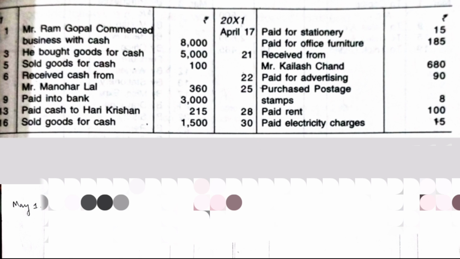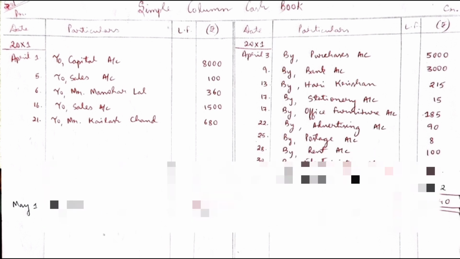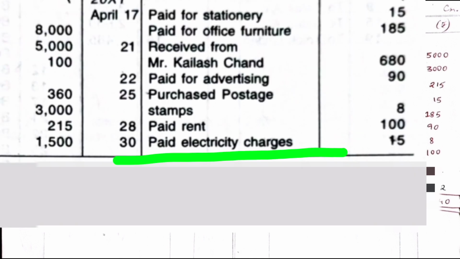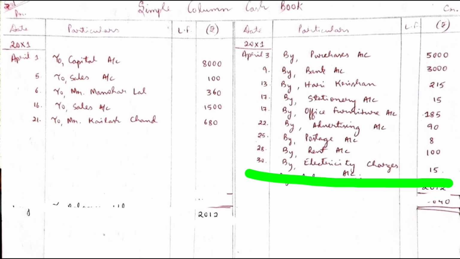On 28th April, paid rent. Rent is being paid, so cash is going out, which means on the credit side we will be recording the transaction. Date April 28th, by rent account, rupees 100. And on the last day of April, what happens? Paid electricity charges. Again, money is going out. So on the credit side, we will write by electricity charges account, which is rupees 15.